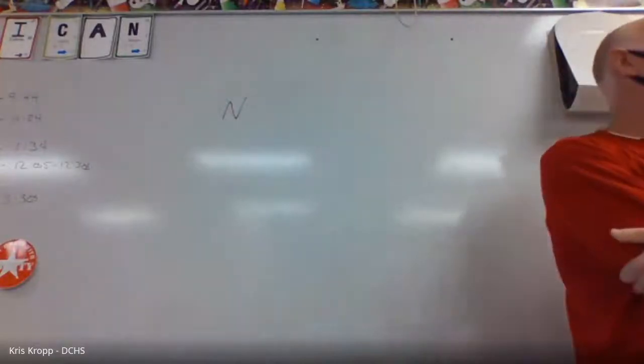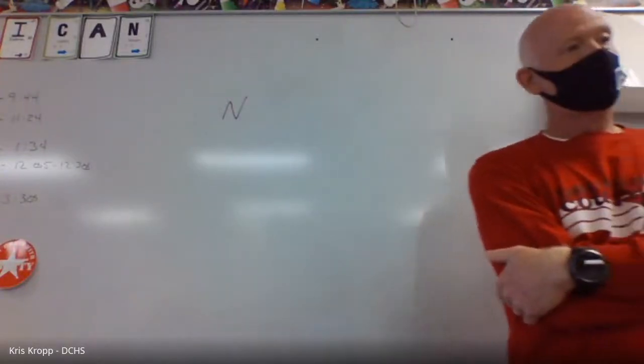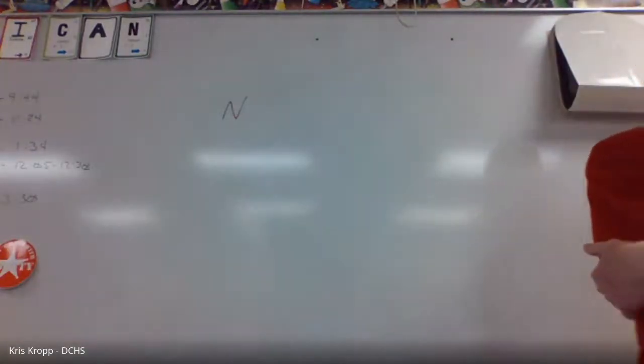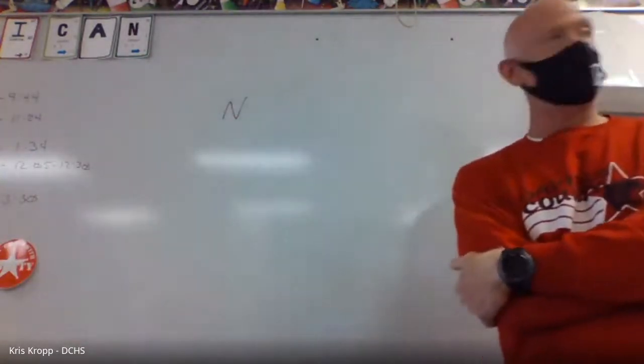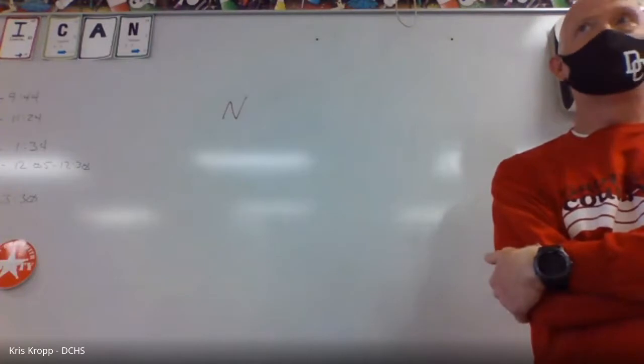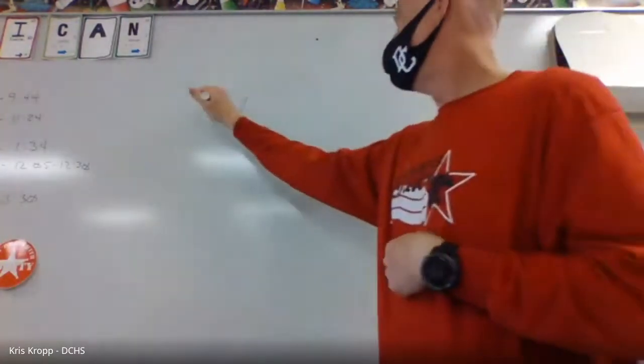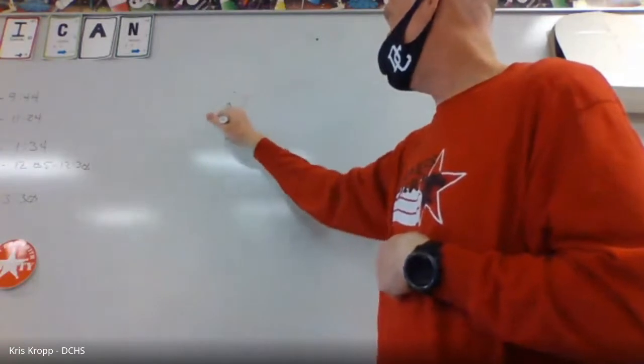Find nitrogen on your periodic tables, please. How many valence electrons does this thing have? 5. Very good. Thank you. Excellent. All right. Let's put them up there as dots.